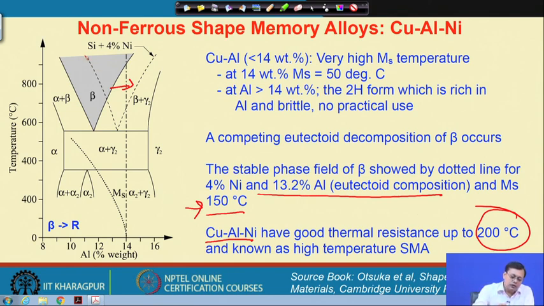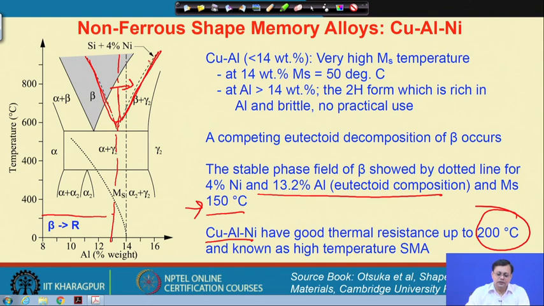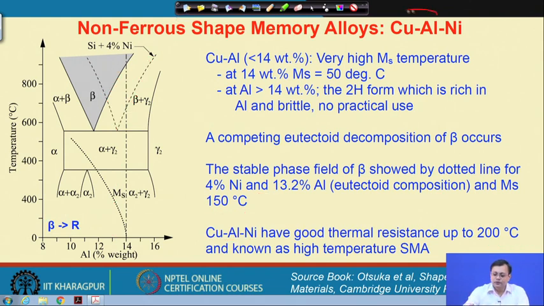And so, if we have to develop such a shape memory alloy, then we have a chance to develop a composition where the martensitic transformation is also acceptable and we get a large beta phase field. This is one of the very interesting phenomena in the case of the copper aluminum nickel system.